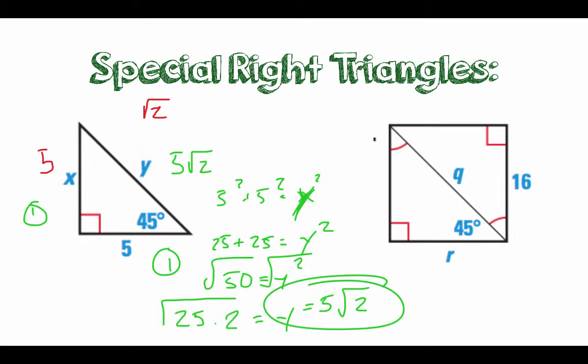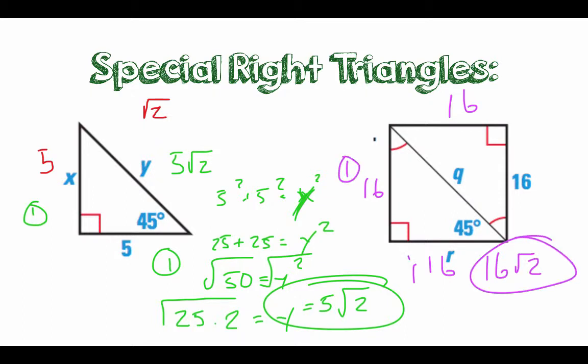Same thing up here. So here's our 16. We know this is a square, so we know that these are all going to be 16 here. And that basically helps us a lot. So now all we have to do is say, okay, well, what this is 16 square root of 2 is our final answer, because this is a 1, this is a 1, and this is square root of 2. And that's how you solve it.